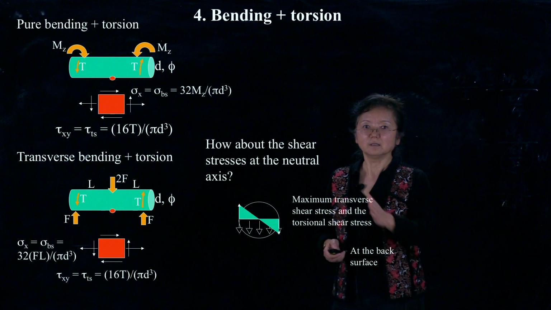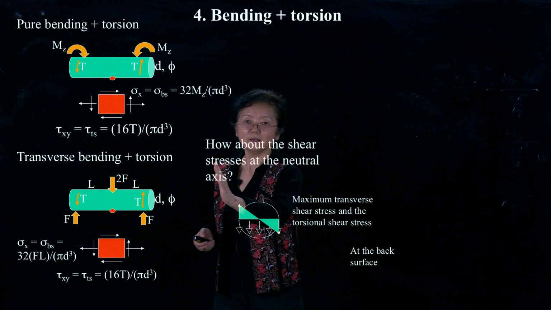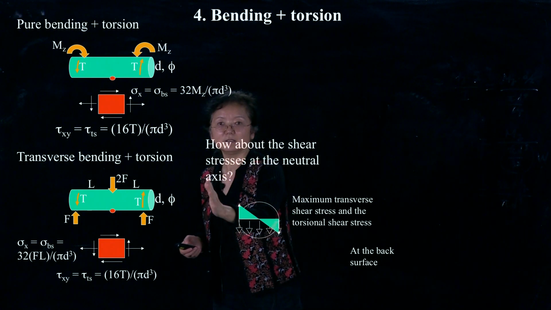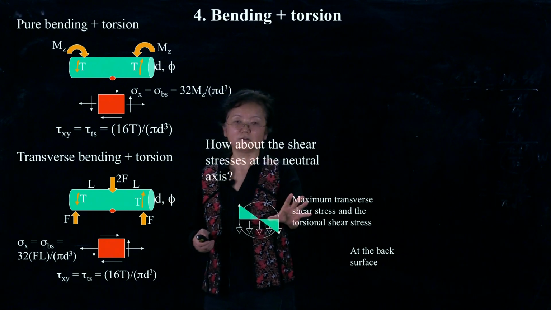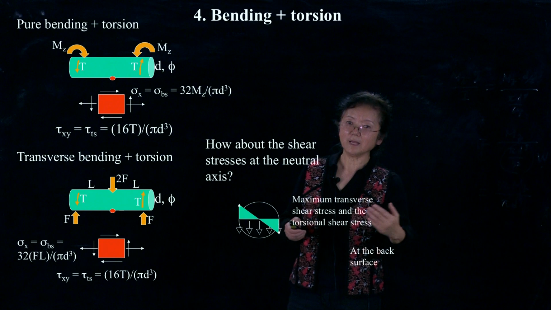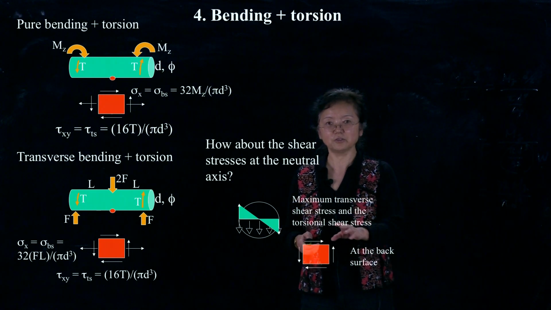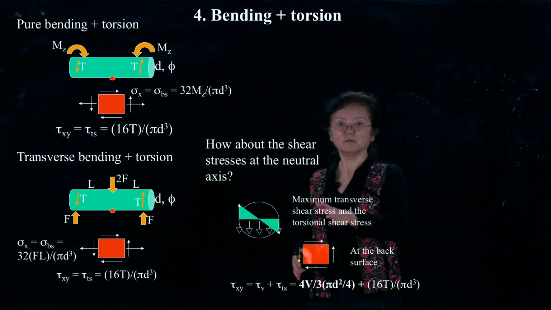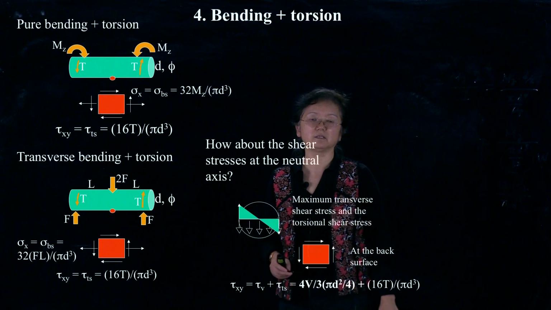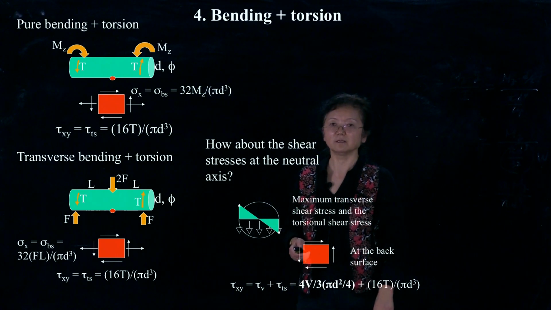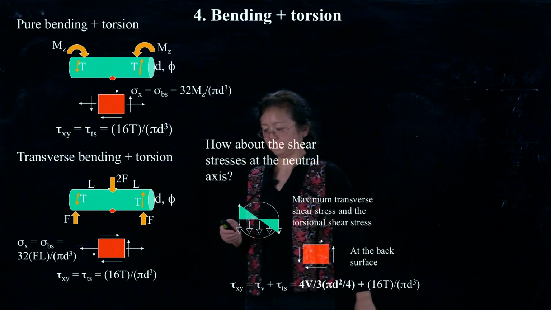If we pull out one element at the back, you see here I made the cross section right across this red dot, and then this is the cross section. If I view from the back, I should have such a stress element. And basically the shear stress is the summation of the transverse shear stress and the torsional shear stress. We add those two things together. So that's the difference between those two cases.